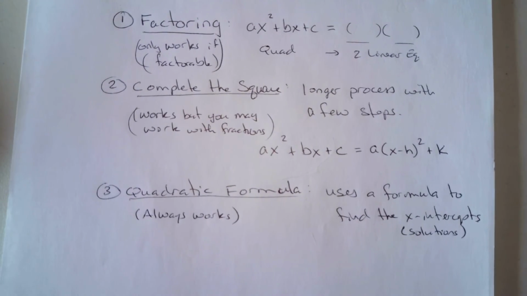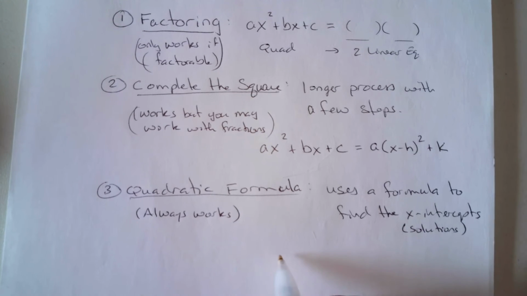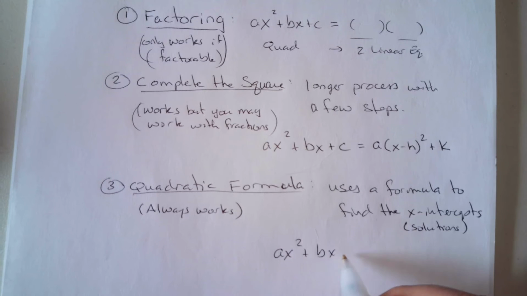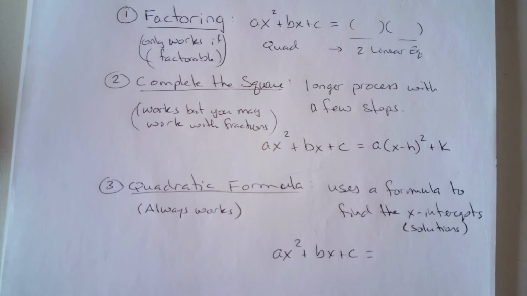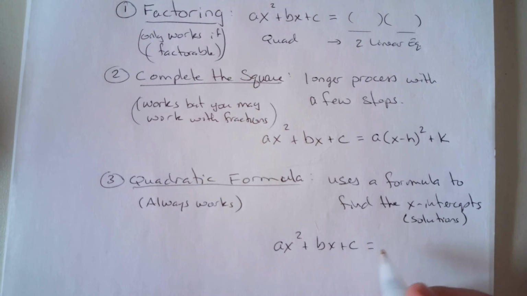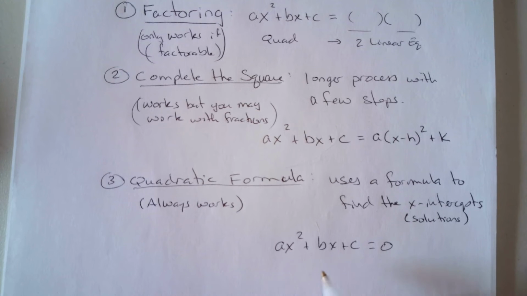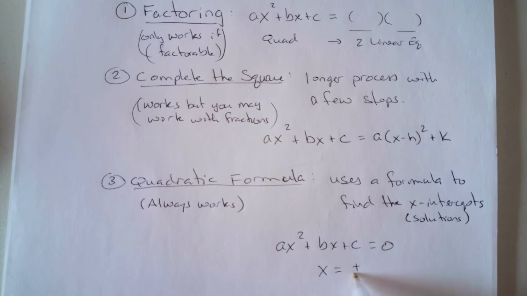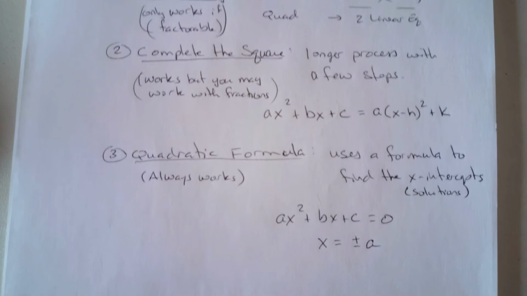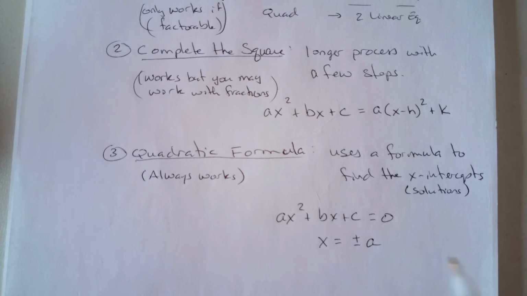All right, so in this last one, we'll start off with the standard form, and after we finish this whole process, we're going to get x equals plus or minus some answers. It could be positive, it could be negative, or it could be a mix. Okay, so again, those are the three methods.